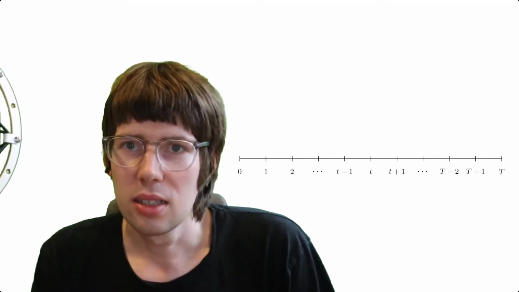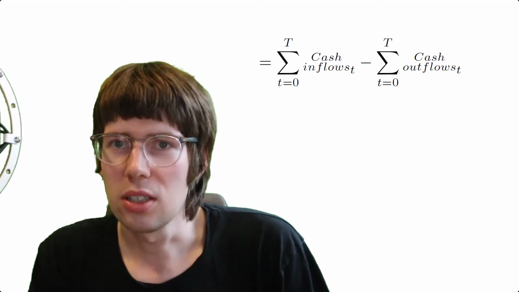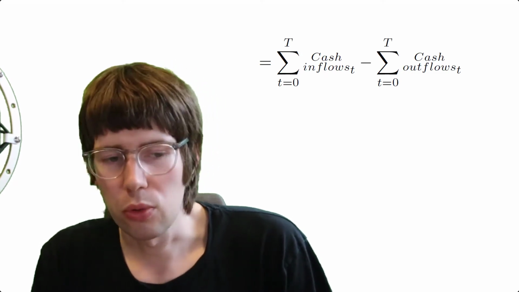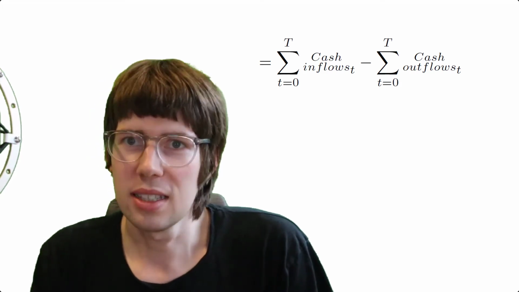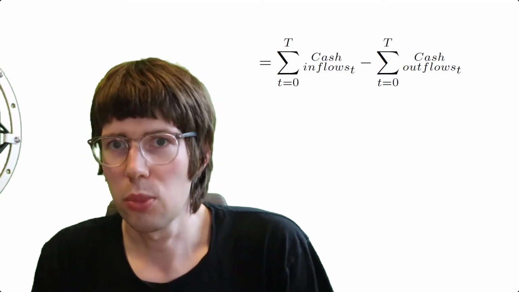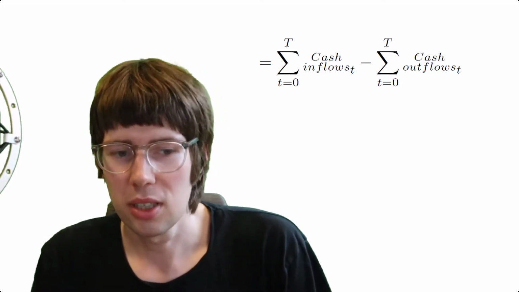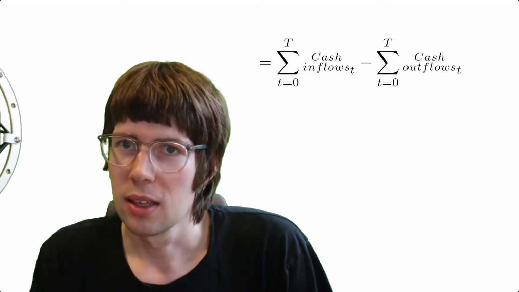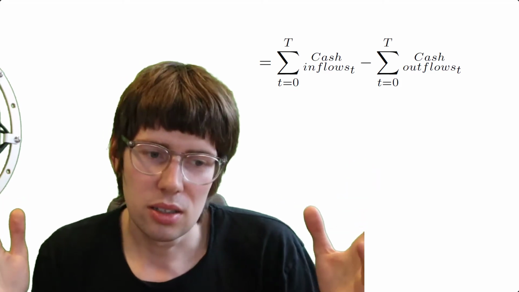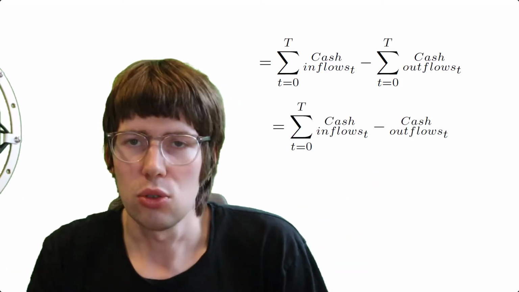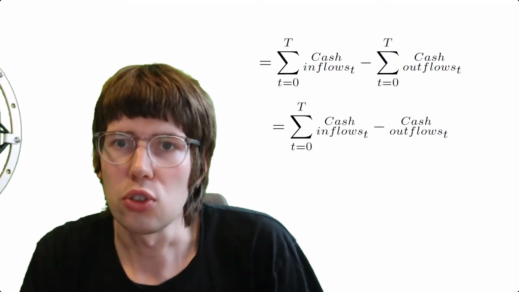So taking this timeline into consideration, the equation becomes something like this. A summation sign here from lowercase t equals 0 all the way up to uppercase T for cash inflows, and the same for cash outflows. This is a little bit cumbersome, of course, to have two summation signs. So what you can do is merge them together, just one summation sign.